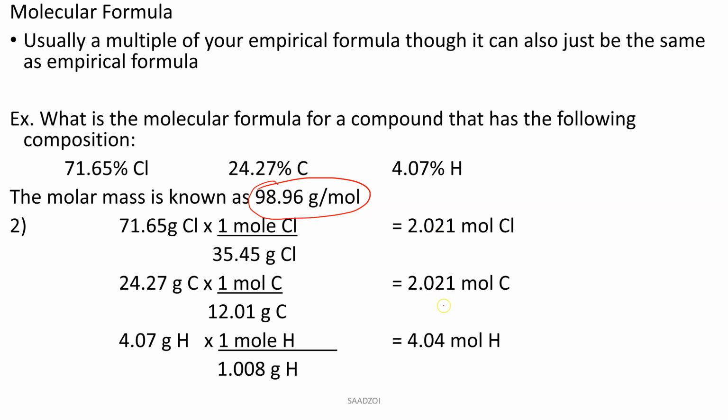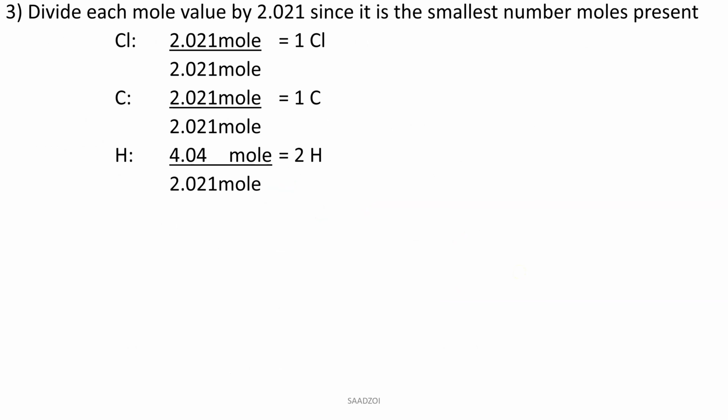I'm going to divide all of these by 2.021. Why? Because this is my smallest mole value. So when I do that, I get 1, 1, 2. Great, all whole numbers. I don't need to sit there and do anything cute by multiplying by another value or something. So your empirical formula is just this. Now, you're asked for the molecular formula. So what do you need to do?